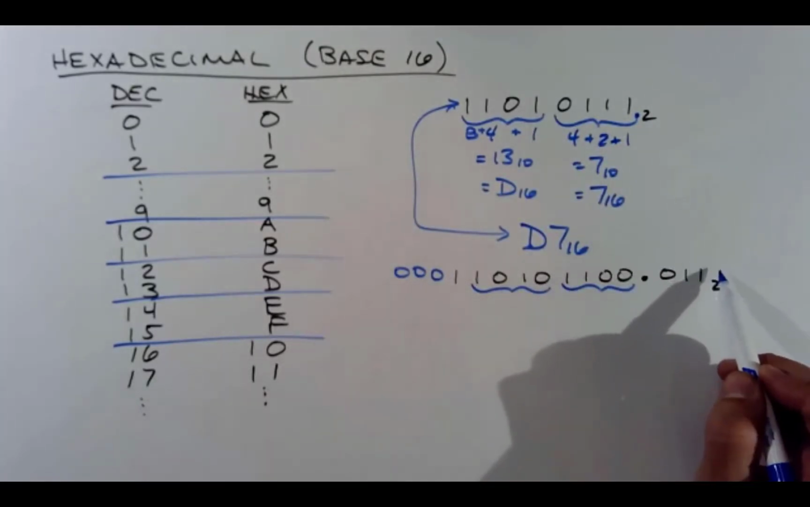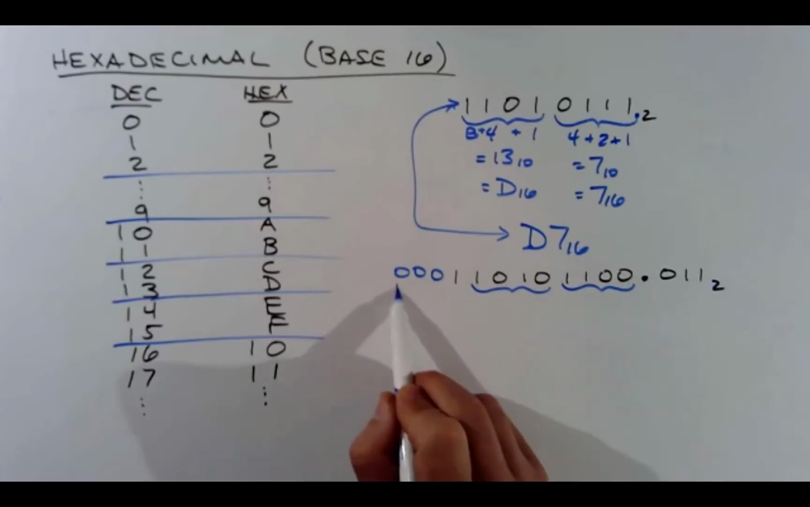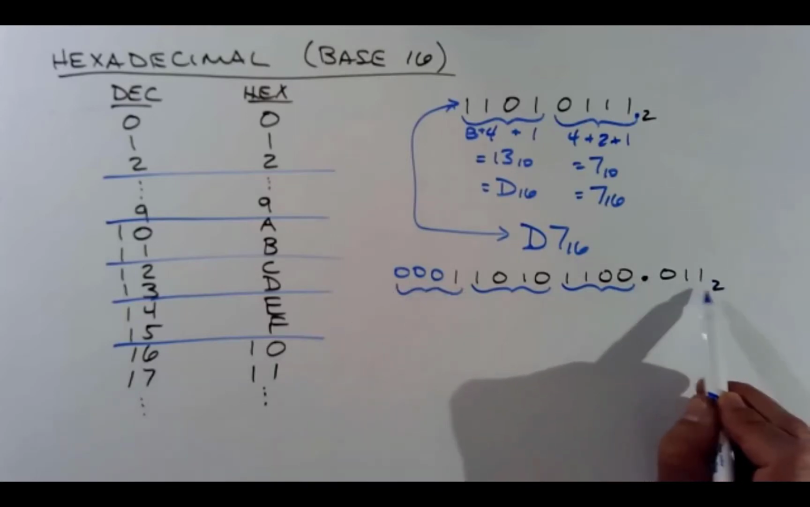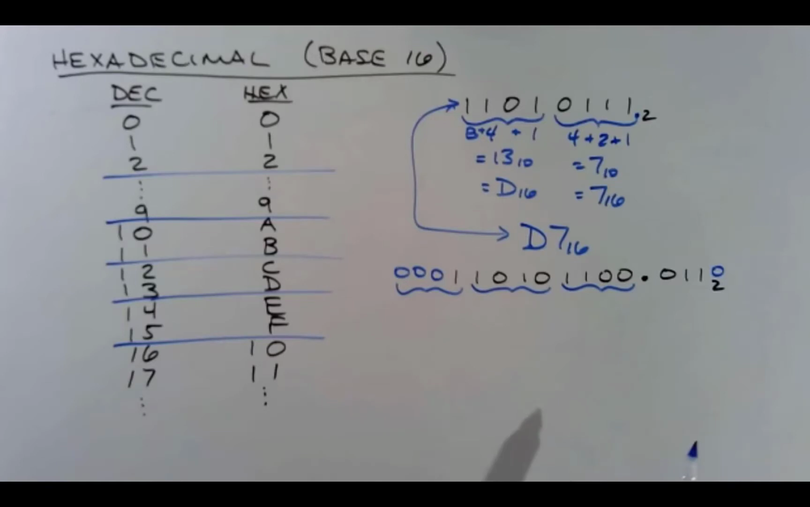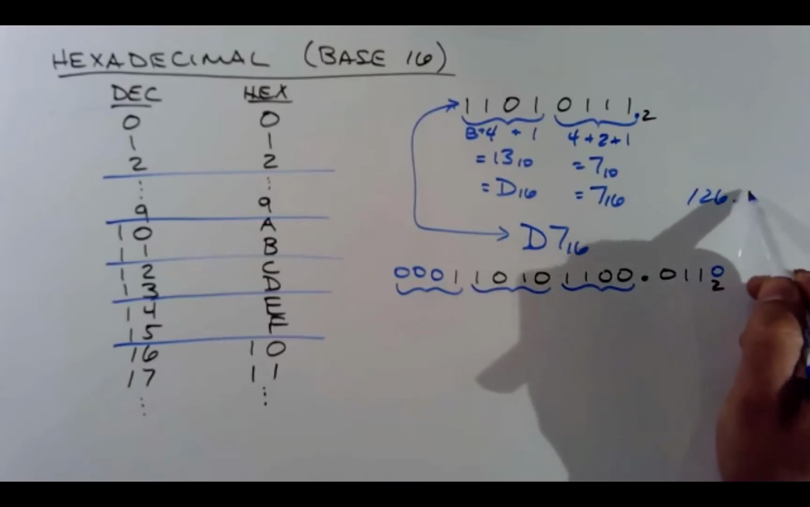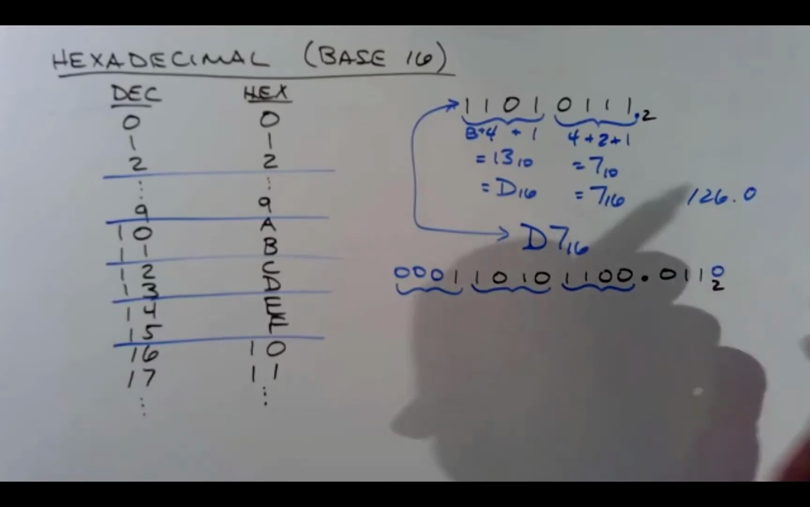I can also add trailing zeros. So I only have 3 digits here. I can always add a trailing 0. It's like having a value 126 and writing 126.0. It doesn't change anything, right?